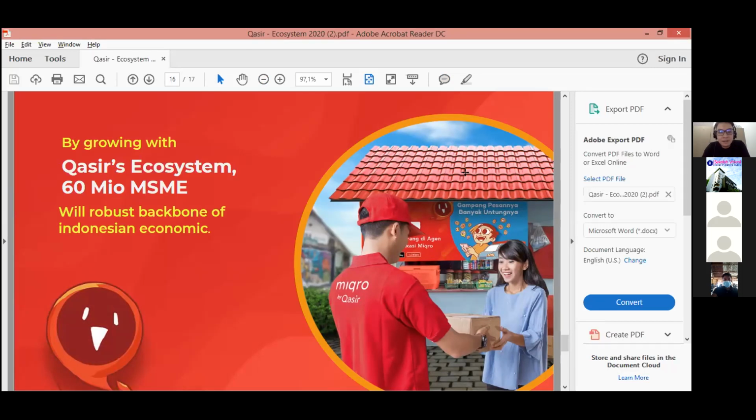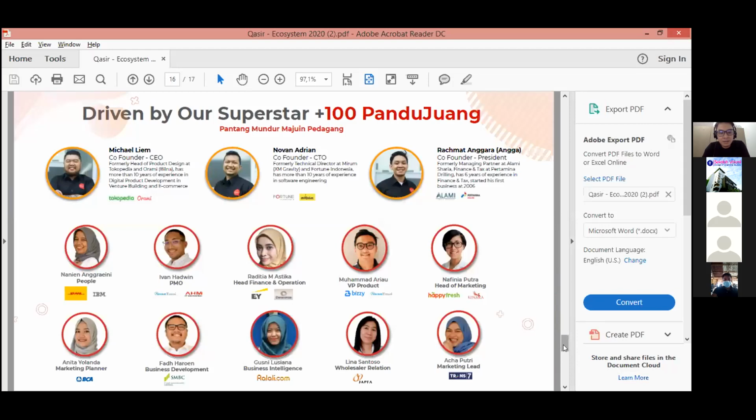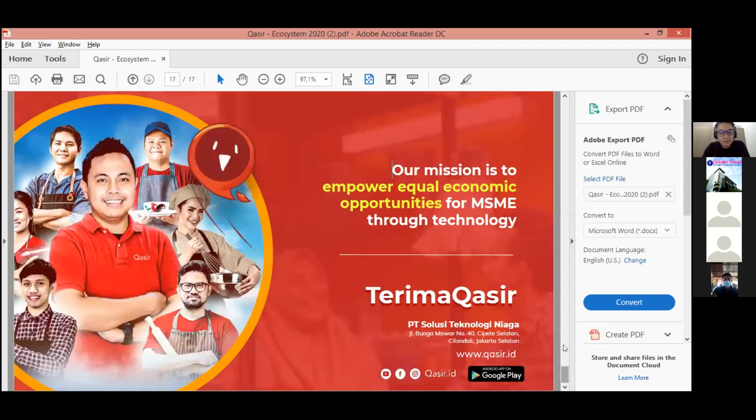Okay, next, please. I think it's the last slide. Okay, this is our last slide. We have a mission to empower economic opportunities for MSME, so that technology can make the Indonesian economy go robust.